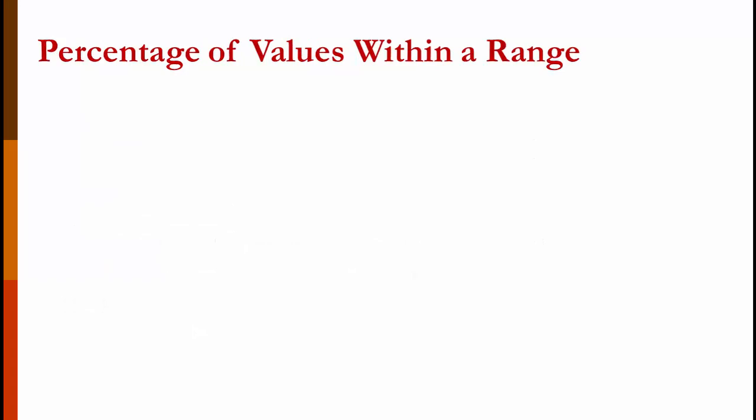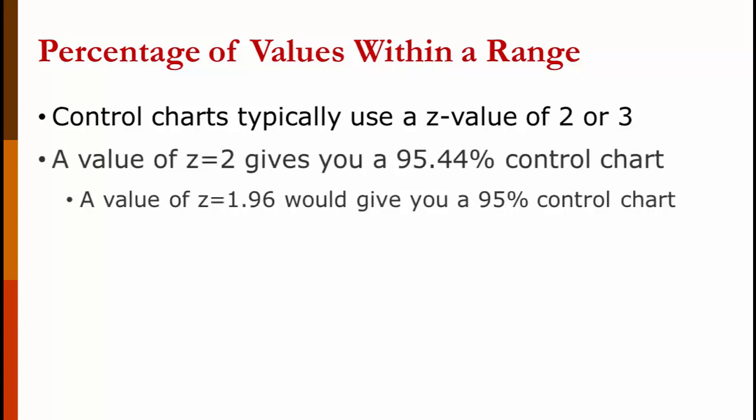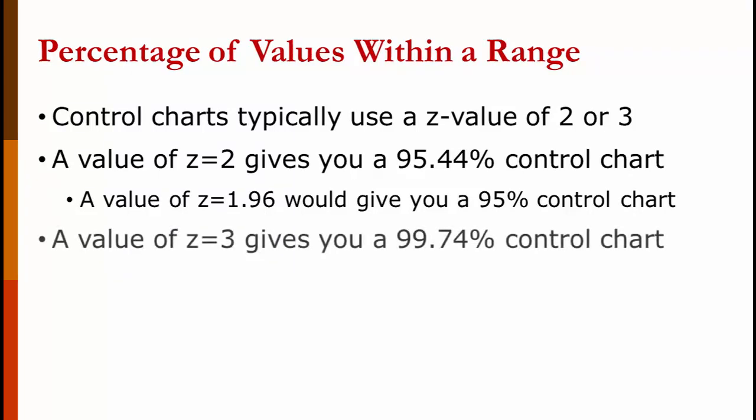Control charts need a z-value from the standard normal distribution. At least most of them do. Some of them use tables, but those approximate what the z-value would be. Control charts typically use a z-value of 2 or 3. 3 is actually more common than 2. A value of z equal 2 gives you a 95.44% control chart. Remember, z equal 1.96 gives you a 95% confidence interval or control chart. A value of z equal 3 gives you a 99.74% control chart. And remember, a value of 2.576 gives you a 99% one.